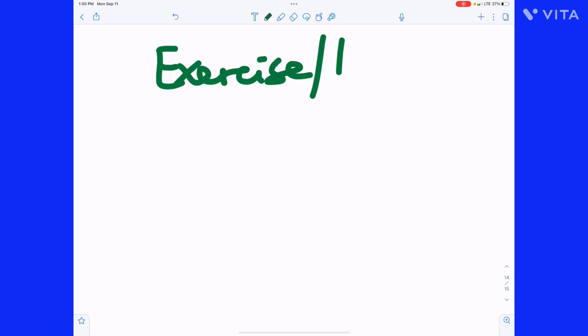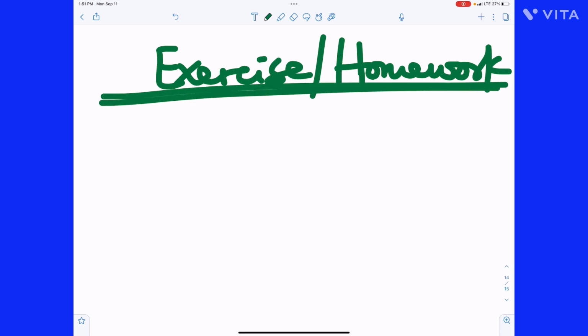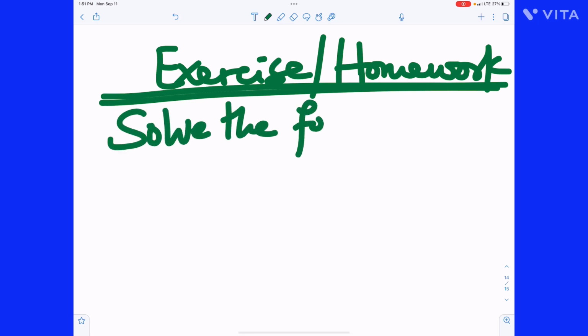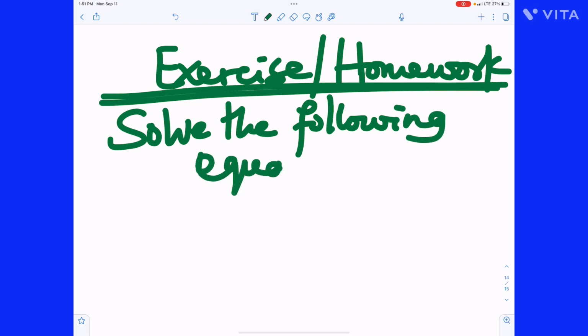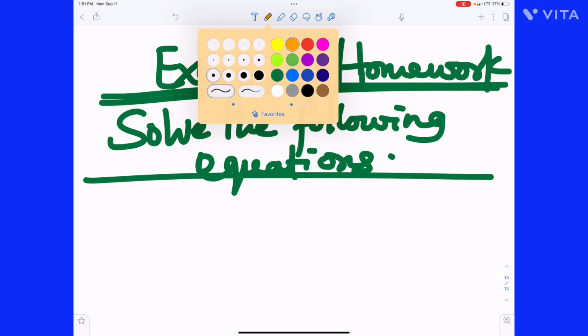I think that with this, you know the basics of simple exponential equations, and you can do this exercise. Do this as your exercise or homework. You submit in the comment section so I can help you check it. Solve the following equations. I'm just going to give you similar questions like what we did together.